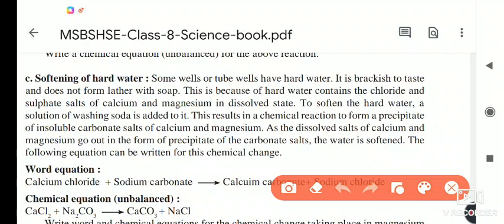Okay, its taste changes, it is brackish in taste and does not form lather with the soap. It is not forming the lather. This is because hard water contains the chloride and sulfate salts of calcium and magnesium dissolved in it. Okay, and that's why this water is hard.